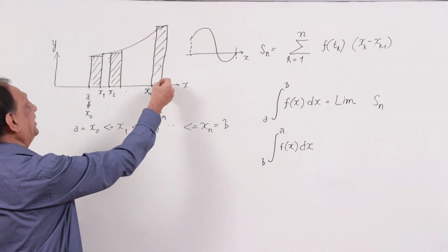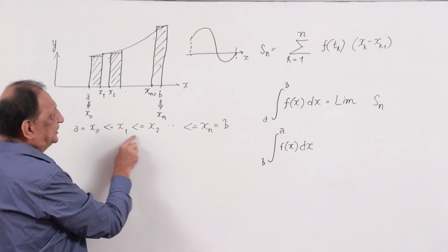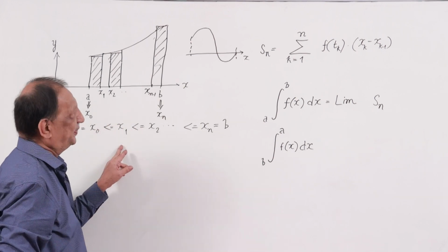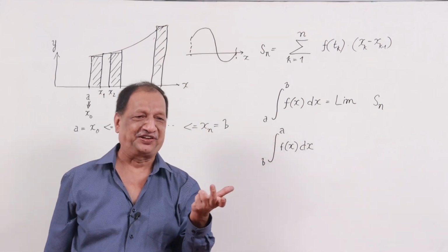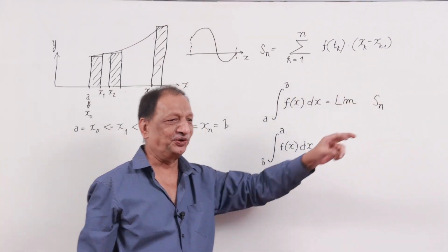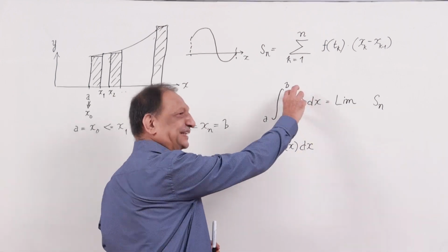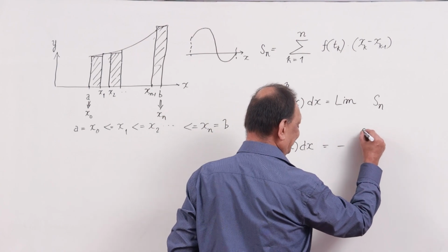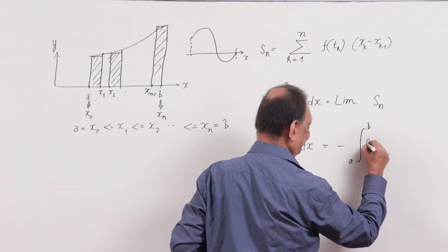I am starting from B and going this side, which means all these relationships that I have written will be greater than or equal to. Correct now? Which means x_k minus 1 will be negative in this case. F is positive, so you get a negative area. So it will be negative. And that negative value is exactly the same as this positive value that you had. So this must be equal to minus integral from A to B of f(x) dx.